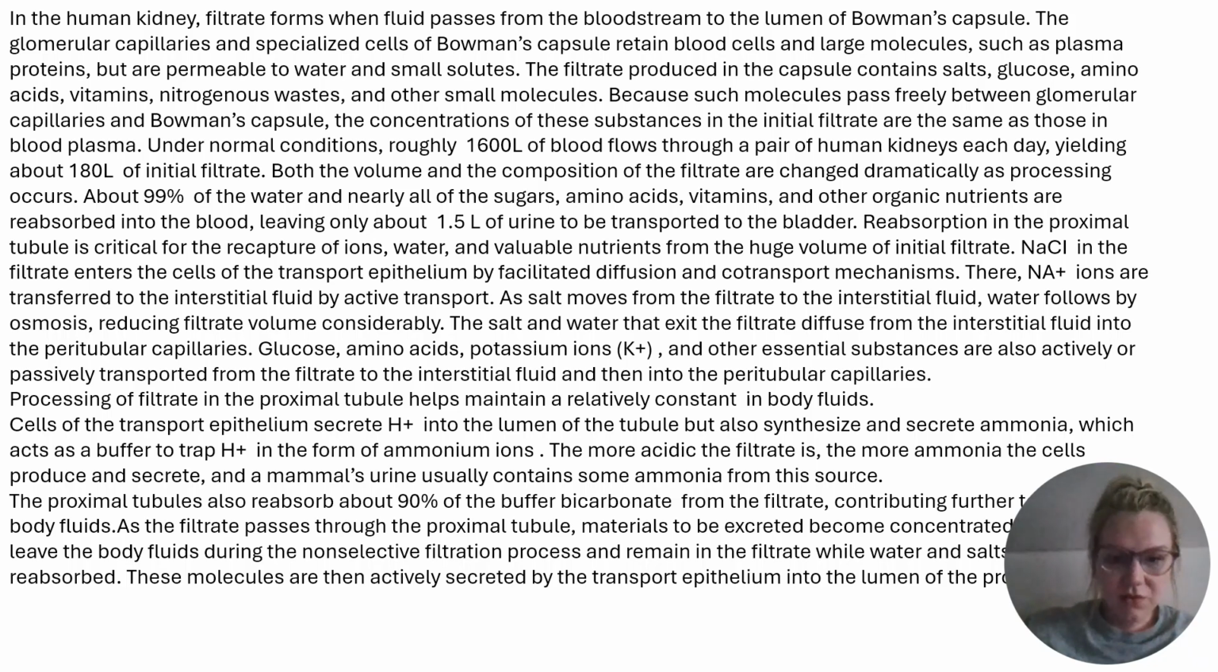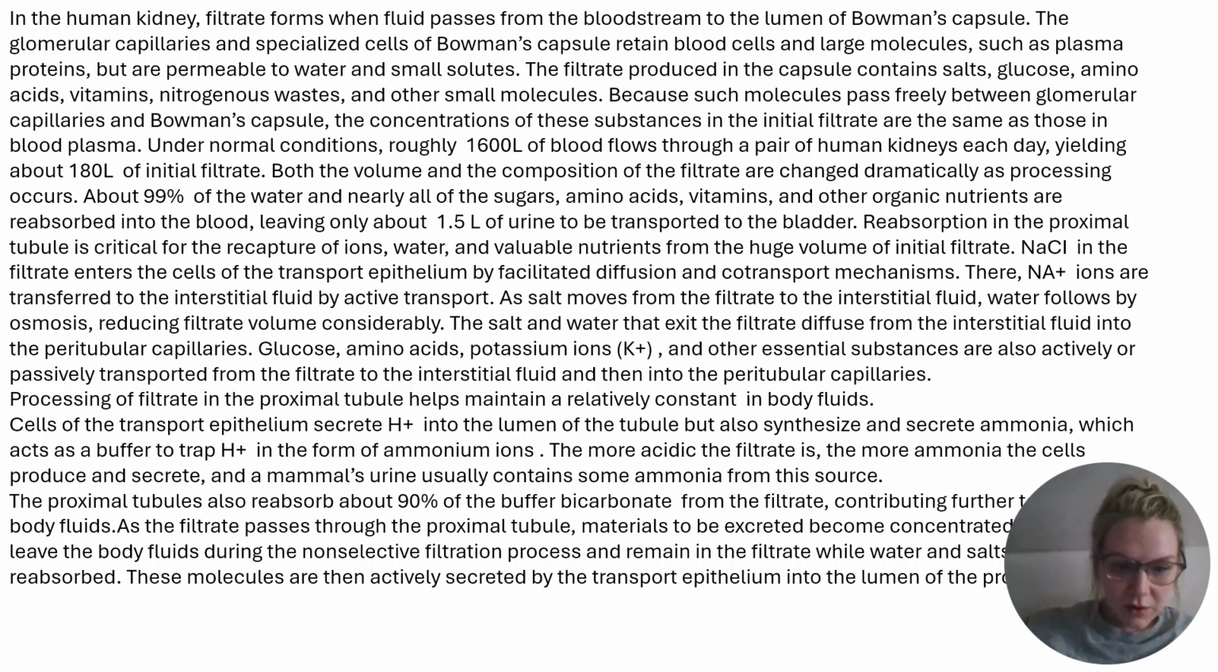Under normal conditions, roughly 1,600 liters of blood flow through a pair of human kidneys each day, which leaves only 180 liters of initial filtrate. But the volume and composition of the filtrate are changed dramatically as processes reabsorb most of it into the blood, leaving only 1.5 liters of urine to be transported to the bladder.